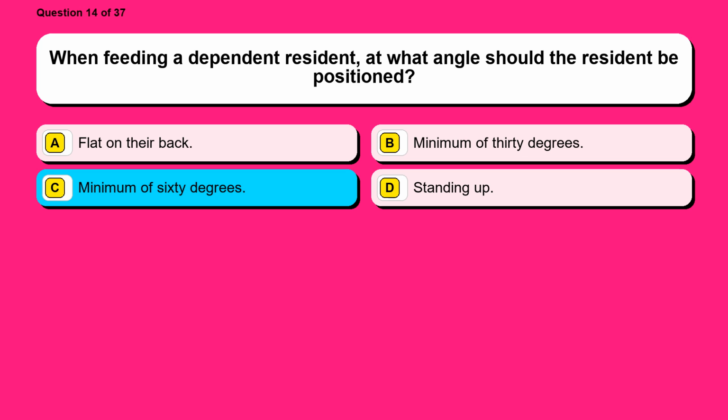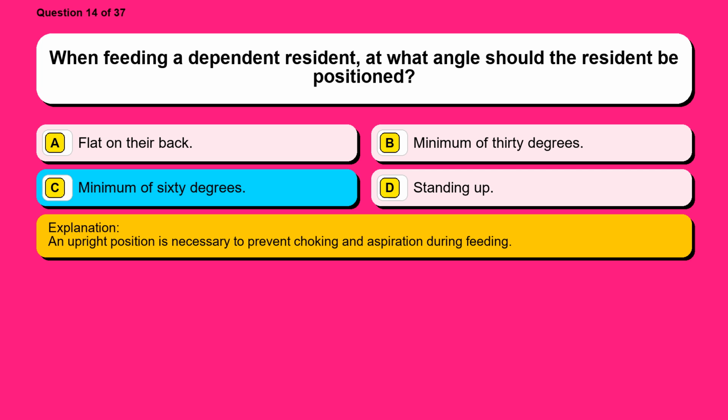The correct answer is option C, minimum of 60 degrees. An upright position is necessary to prevent choking and aspiration during feeding.